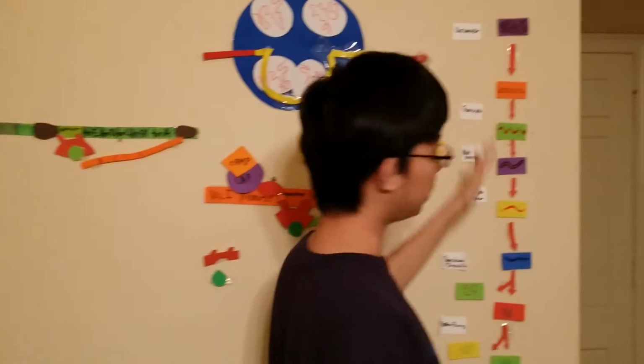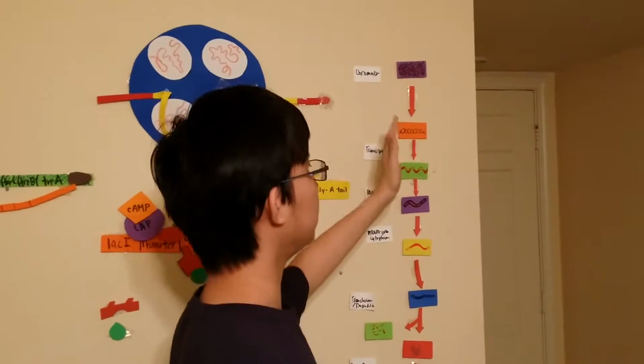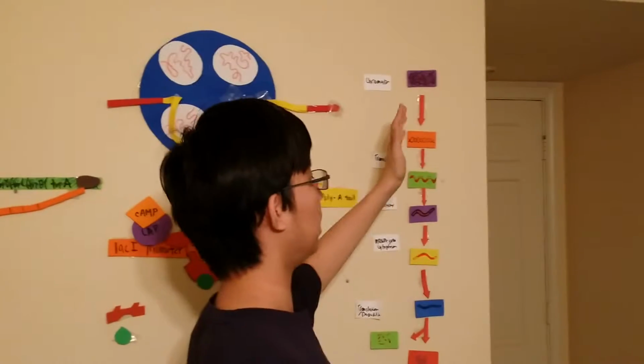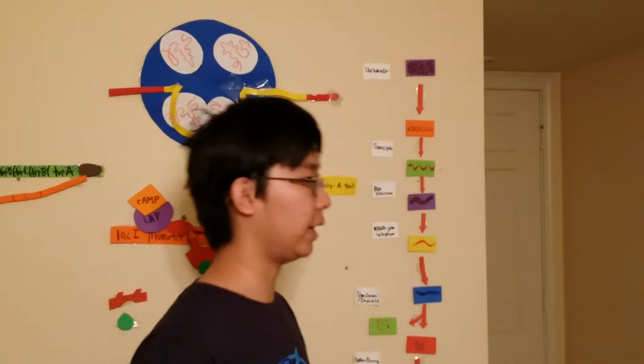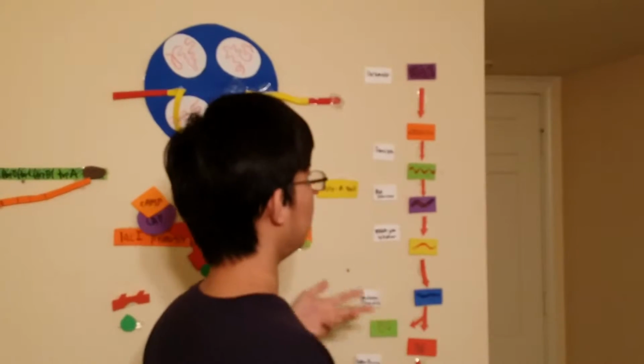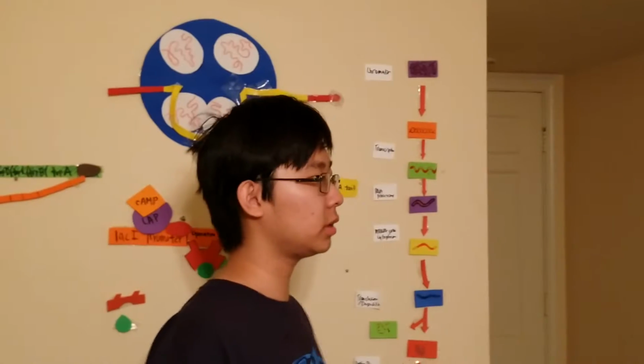Now we move on to eukaryotic gene regulation. In eukaryotic gene regulation, the first step is the unpackaging of chromatin. The chromatin is then subsequently modified by various procedures. One such procedure is histone acetylation or deacetylation.